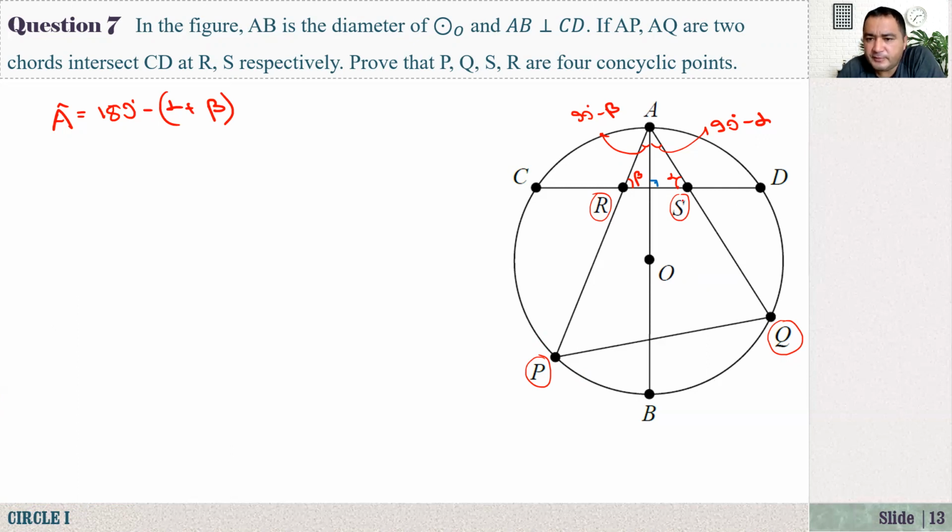So now from here, I can just find angle S. What is angle S? Angle S is 180 minus alpha. So see here, 90 degrees, 180 minus beta, and angle P is subtended by the arc AQ. 90, alpha, beta.